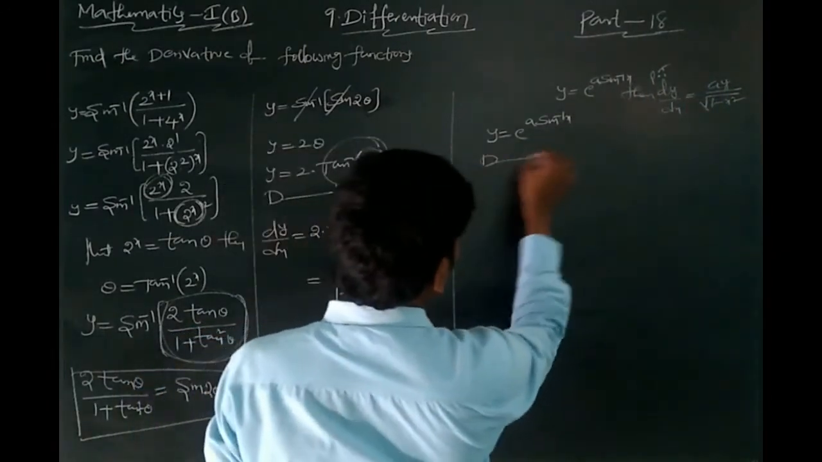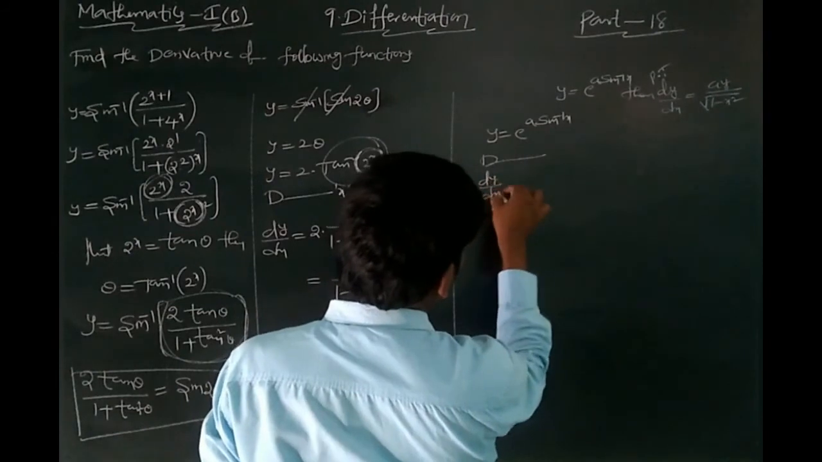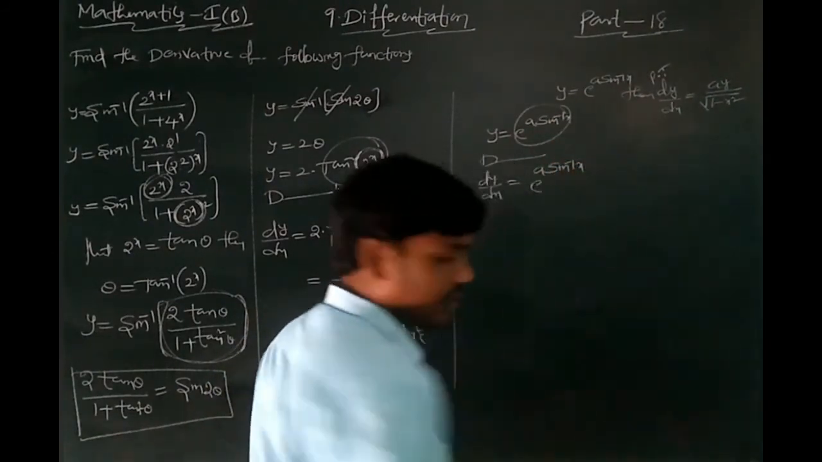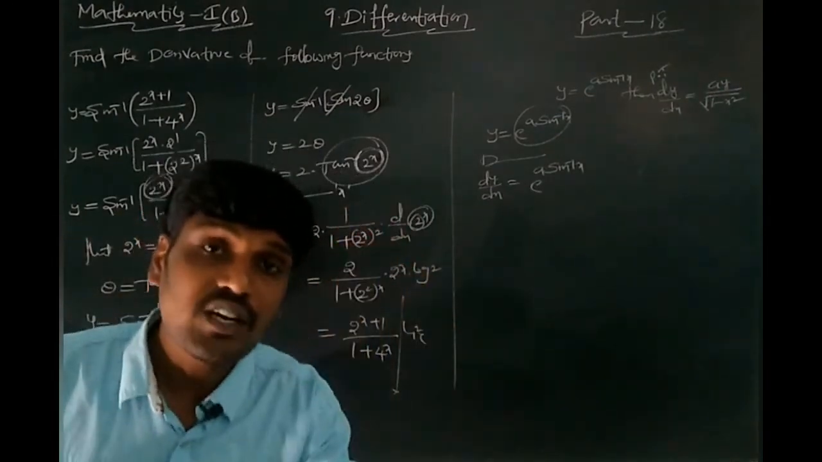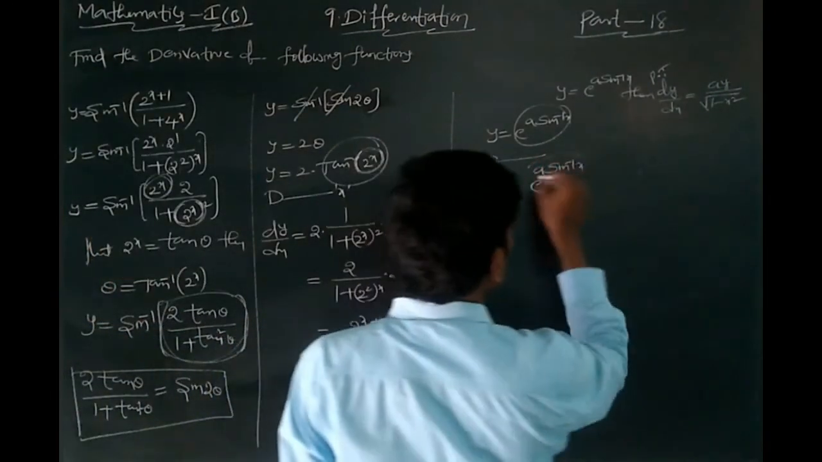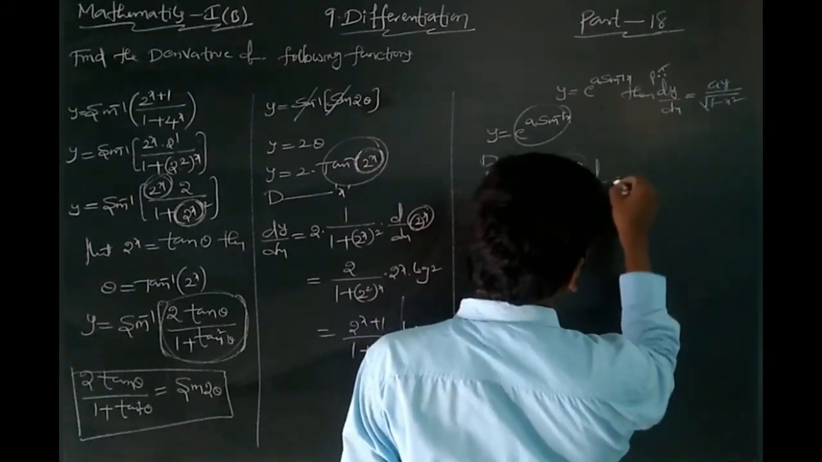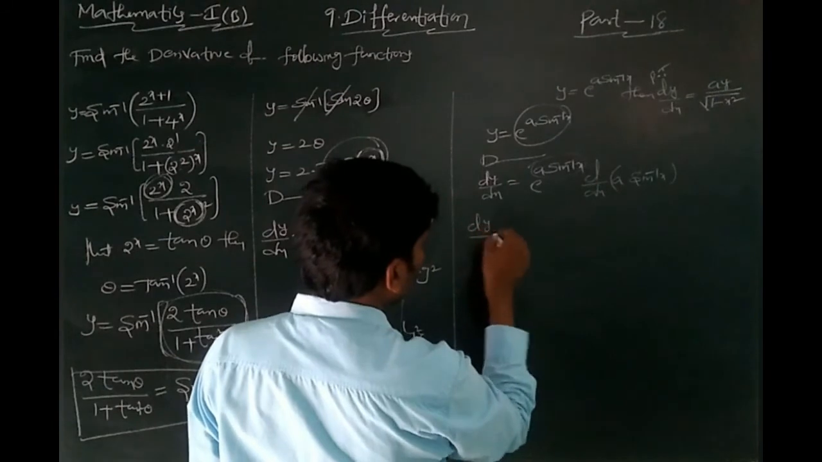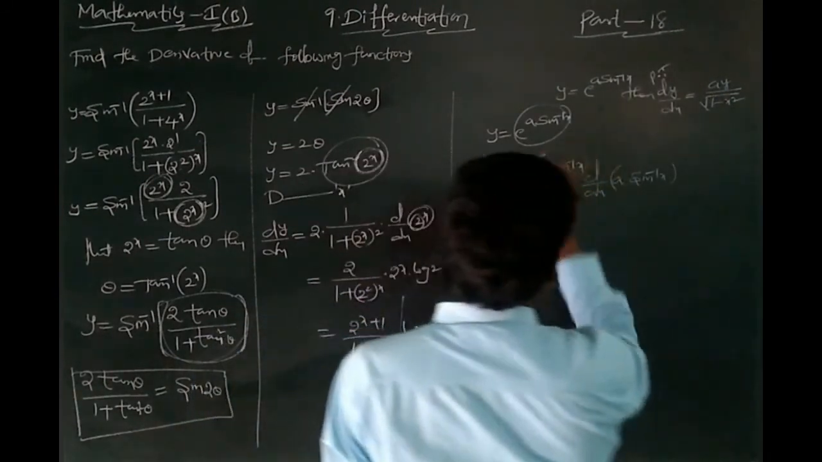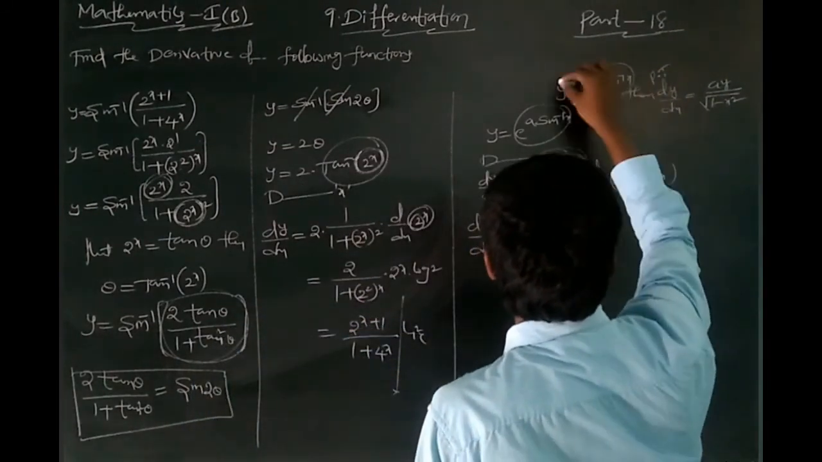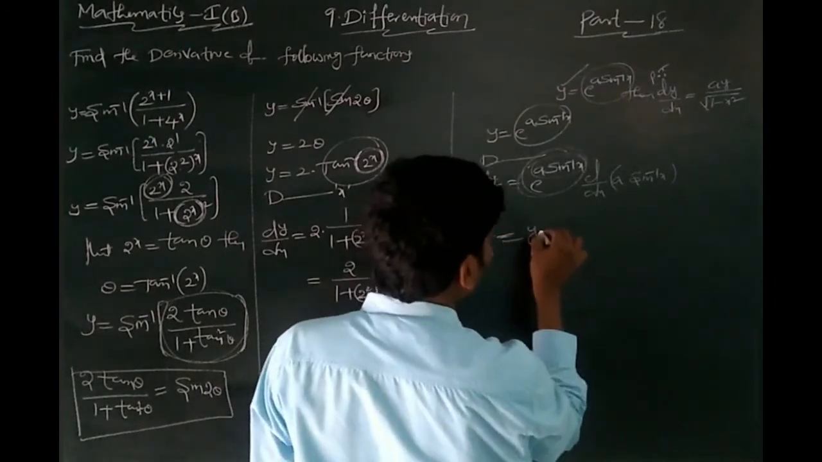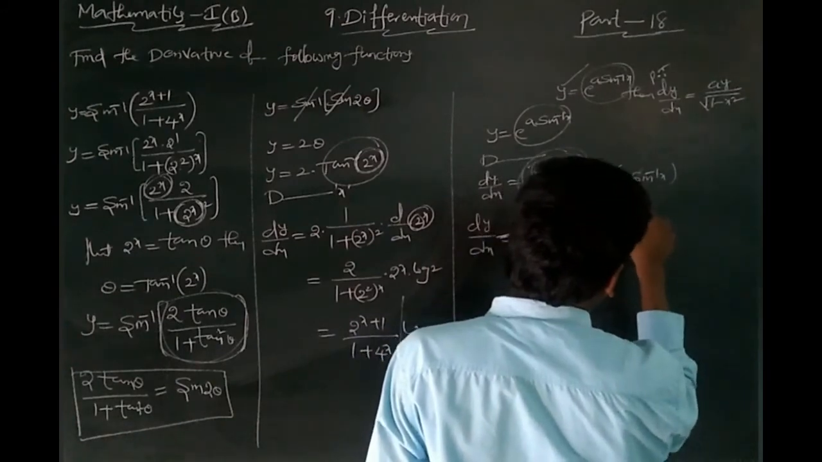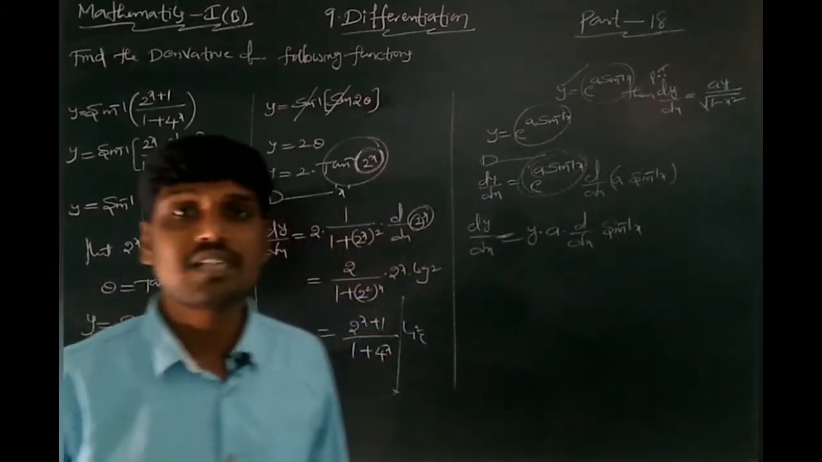Here take the derivative on both sides with respect to x. dy by dx equals e power a sine inverse x derivative. You can write e power x; the e power x derivative is e power x. After that, the derivative in place of x is what here? d by dx of a into sine inverse x. After that, dy by dx equals e power a into sine inverse x value, which equals y, into d by dx of sine inverse x, where we get it common.